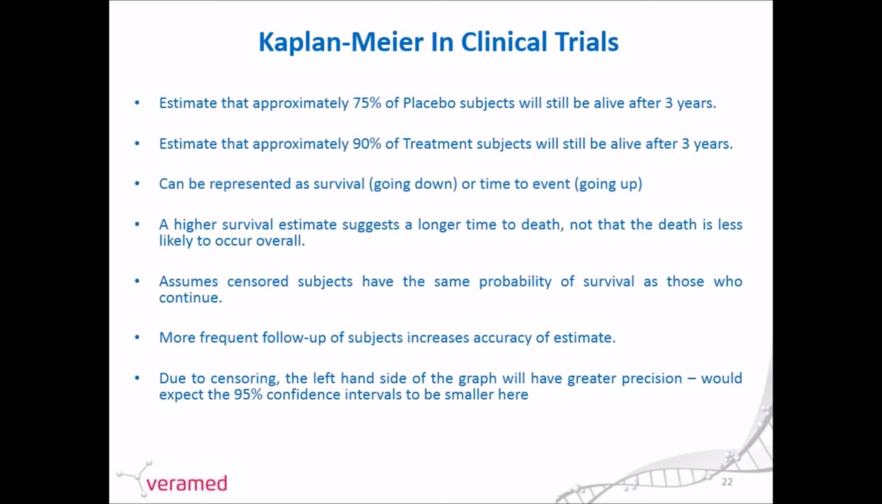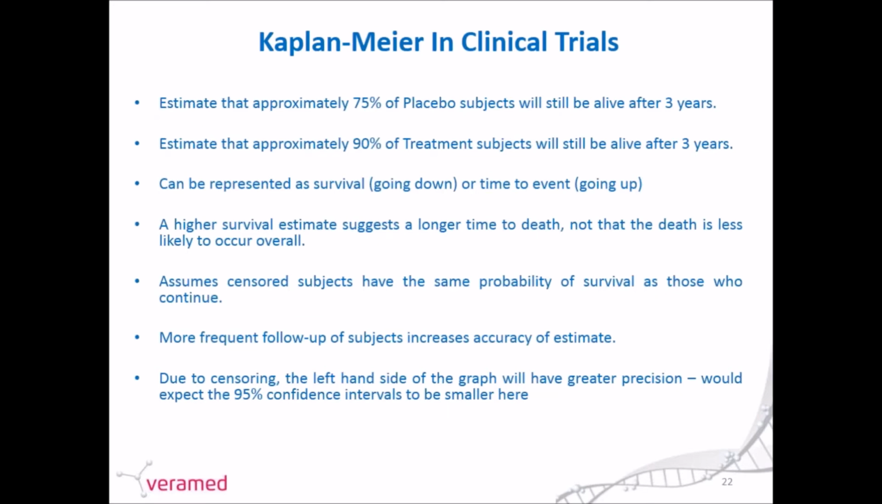Now, as I mentioned earlier, here we've assumed that censored subjects have the same probability of survival as those that continue in the trial, which is an assumption you have to make, but it's not known for certain. Withdrawn subjects, as I said, might have a reason that makes the event more likely to occur that might reflect why they've withdrawn. So the more frequent follow-up of subjects will increase the estimate.